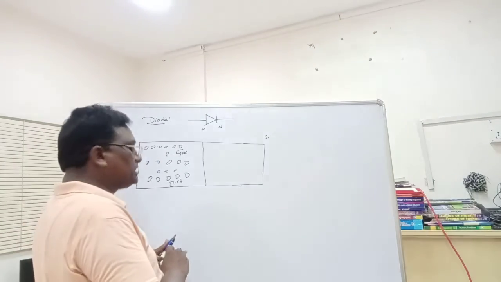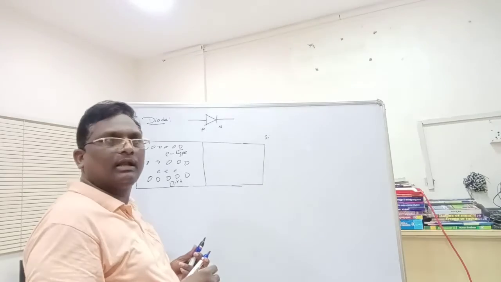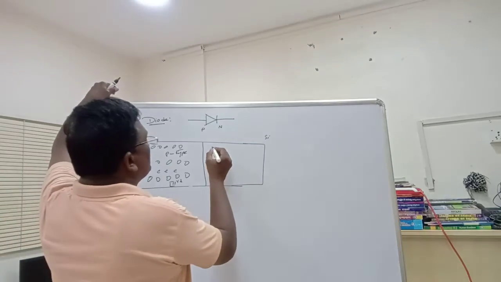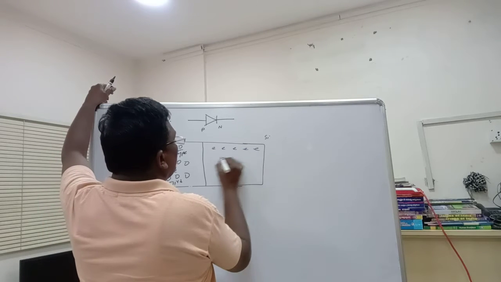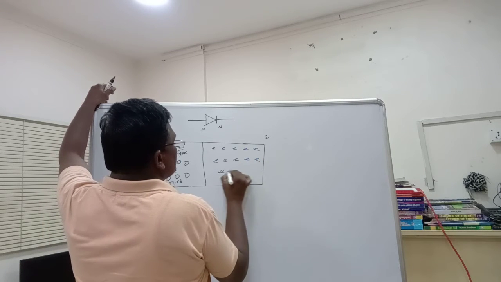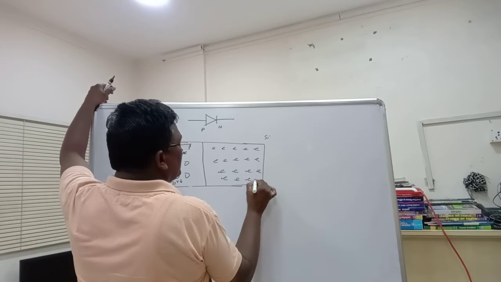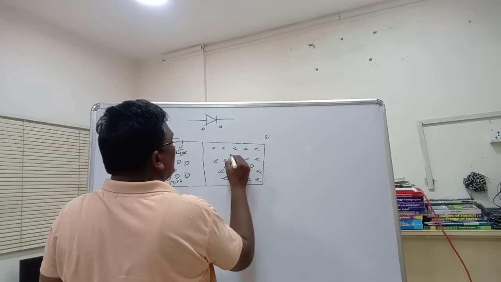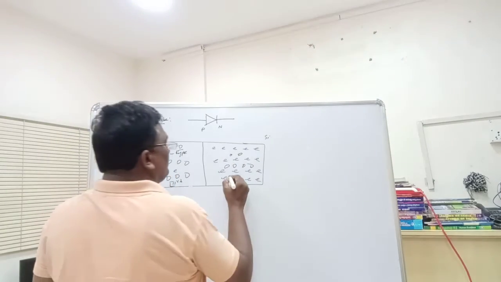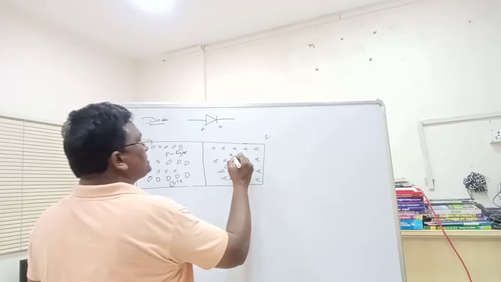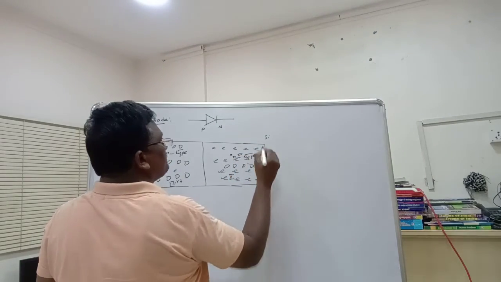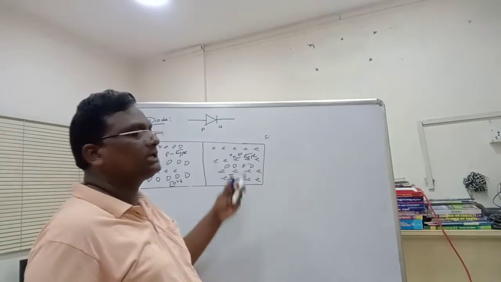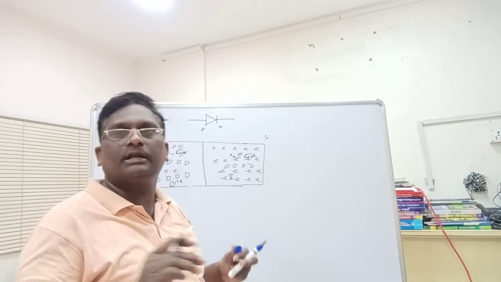Now the rest of the portion you dope with fifth group elements like nitrogen, phosphorus, arsenic, antimony, bismuth. If you dope with fifth group elements, the majority carriers are the electrons and the minority carriers are the holes. It becomes an N-type semiconductor. So this is the P-type semiconductor and this is the N-type semiconductor. The combination is the diode.